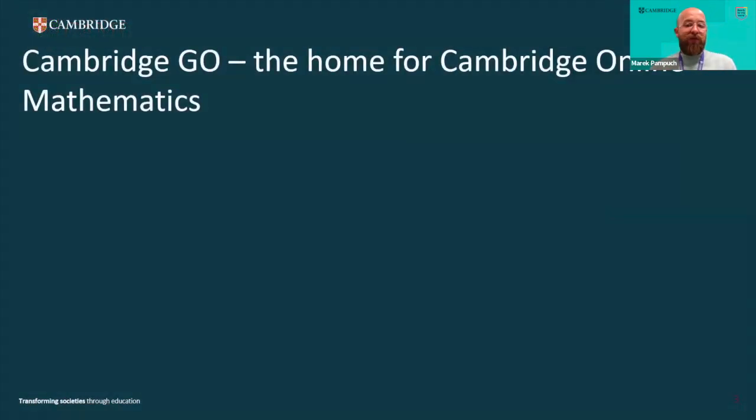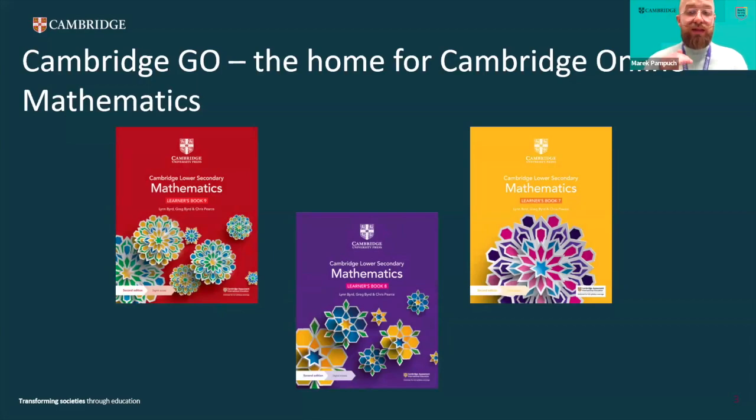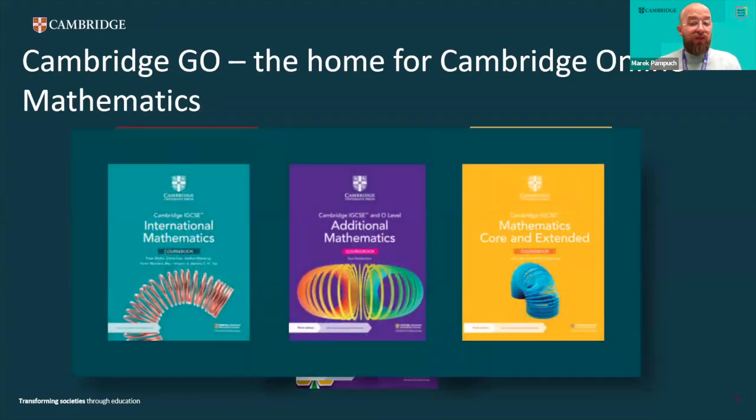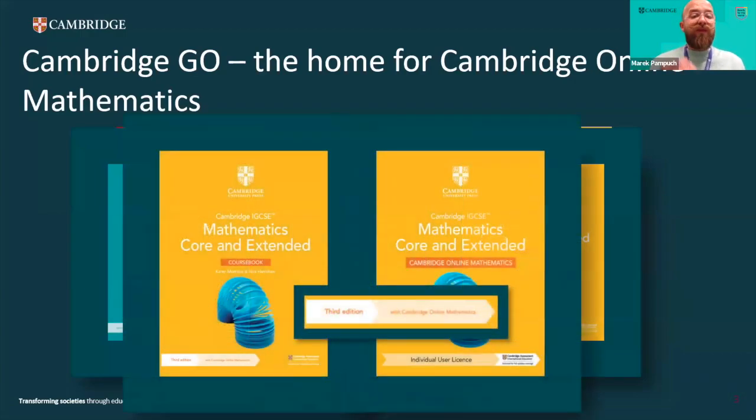Before we get into the platform and its interactive functionality, I would like to briefly mention what products are supported by the platform. Currently, Cambridge Online Mathematics supports math resources from the lower secondary stage, 7 to 9, to the IGCSE Mathematics. In the following part of the presentation, I will explore the interactive functionality on an example of the Cambridge IGCSE Mathematics Core and Extended coursebook. You will know if your product has access to COM if the "with Cambridge Online Mathematics" label is visible on its cover.